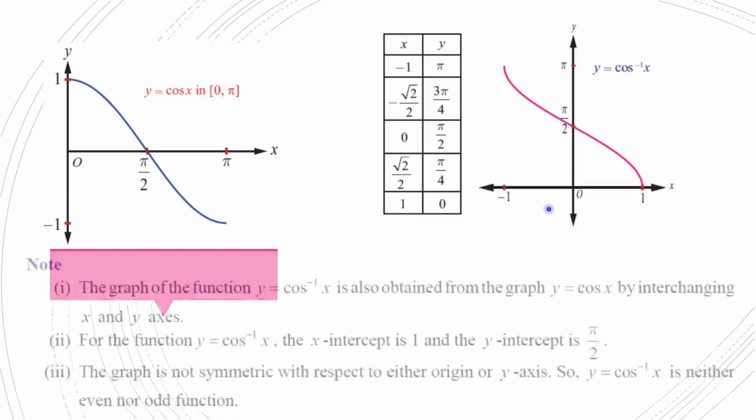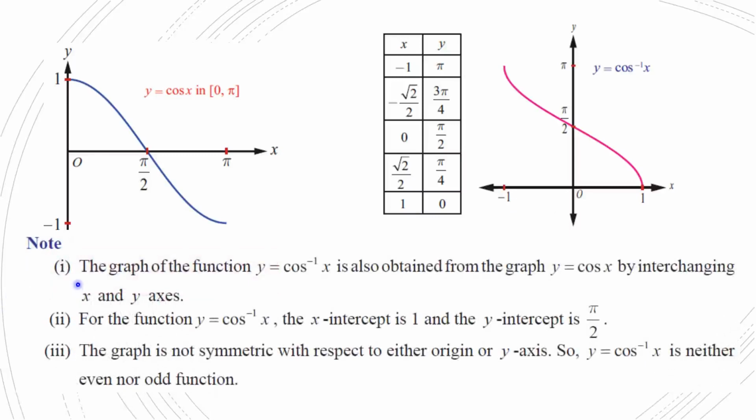Let us see some notes on it. The first point: the graph of the function y equal to cos inverse of x is also obtained from the graph of y equal to cos x. So they say we can draw this graph from it by interchanging the x and y axes.